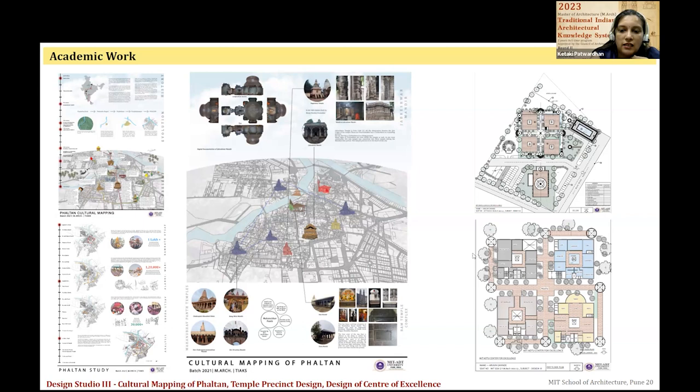Now, this design is done by a practicing architect who, after say 22 years of practice, came back to academics only because he wanted to know the right way of using Vastu Shilpa Shastra in his practice. And we are proud to share with you that his practice has been enhanced with the knowledge that he has got in these 2 years. And this is a testimonial that we've received from him.